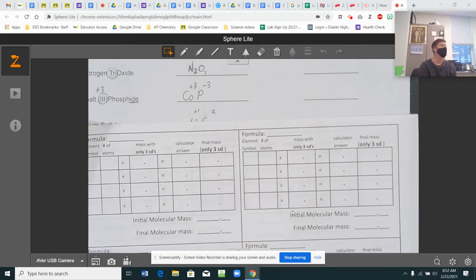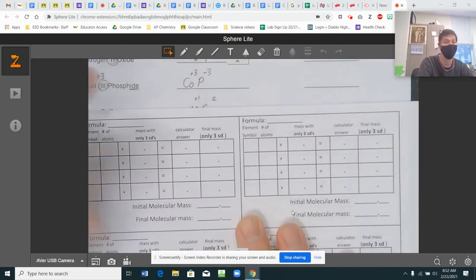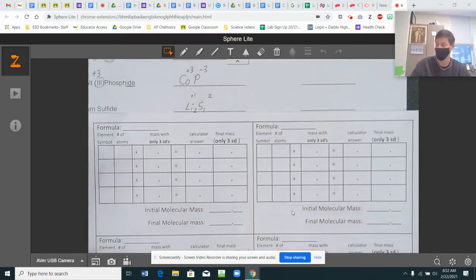This is only a tool. I created this. Use it, don't use it. It's your choice. Some people really find this useful. Some people really don't like it. So it's just there to help. It's not a requirement. I don't need to see this. I may ask to see your work. So however you work it out, I'll want to see that.